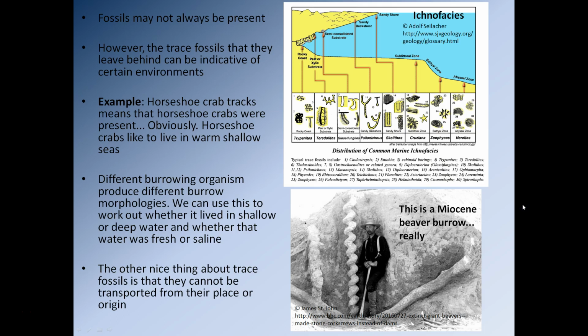So in some cases we've already touched on, fossils may not be present, however we may have the trace fossils, and they can be indicative of certain environments. As we were saying, horseshoe crab tracks mean that essentially the sediment was probably deposited in the environment where modern horseshoe crabs live, and modern horseshoe crabs tend to live in relatively warm, shallow seas.